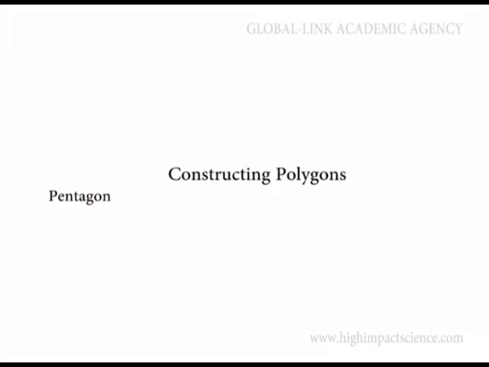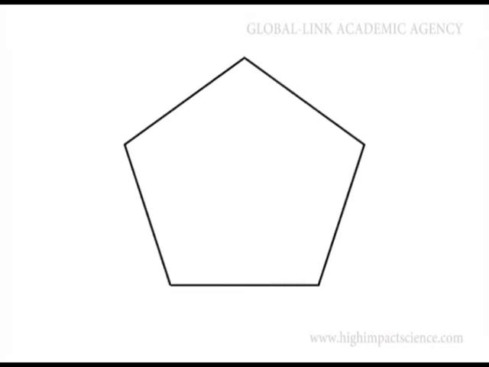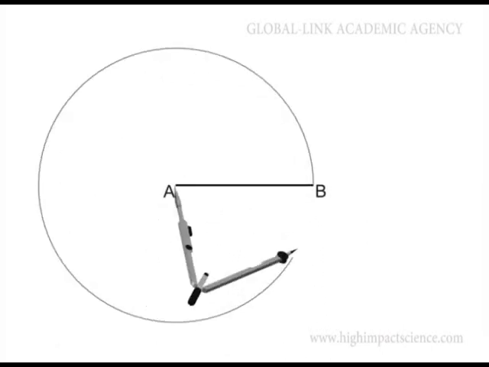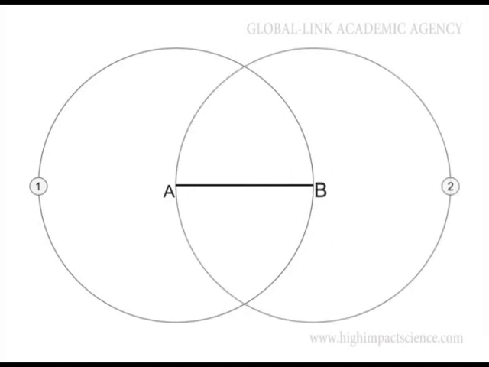Let's try a pentagon. Let's do a regular one with sides 3 centimeters. First, draw a line AB 3 centimeters. Draw a circle with center at A and radius AB. Draw a second circle with center at B and radius AB. The circles meet at C and D.